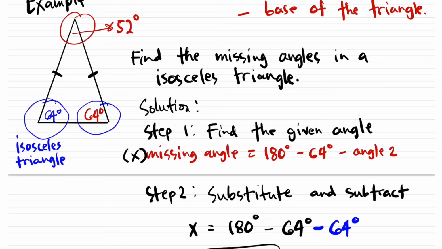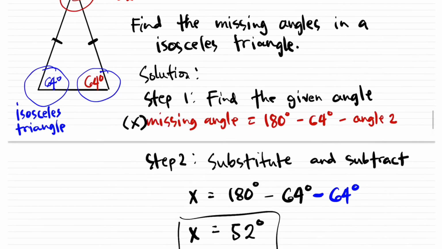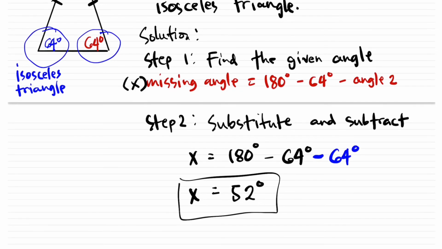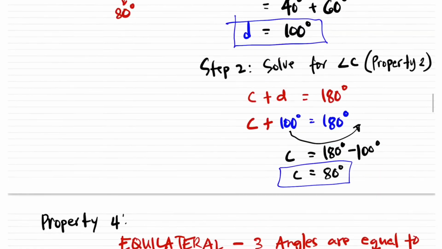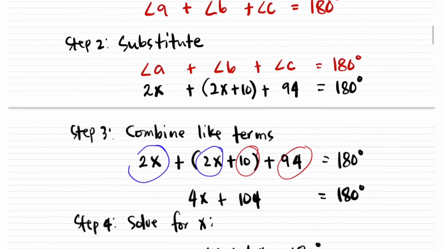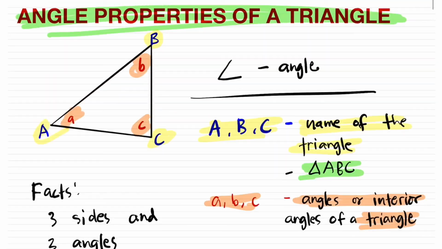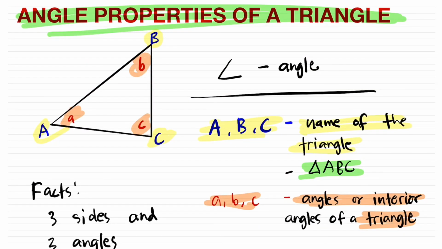Okay, remember guys, the base angles of an isosceles triangle, most of the time they are equal. Okay, that is the angle for which the angles at the two vertices there are the same. Okay, so again, let's review the angle properties of a triangle.